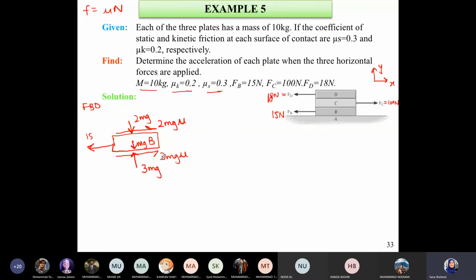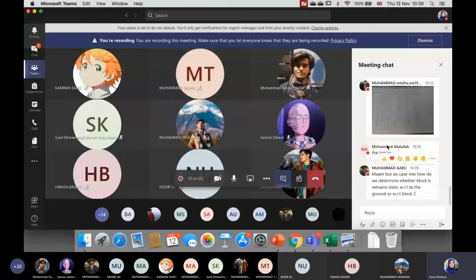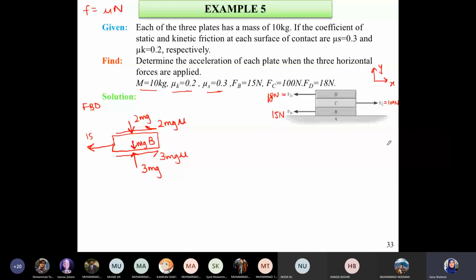I know, Ahmed or Abdullah, no, it's Areez, yes Areez. That's why I am considering the second case also, because I am not sure whether B and C are moving relative to each other or not. So for example, only if B moves relative to C will this friction force be there. Okay, so I have a second case as well, which I'm going to consider in one moment.